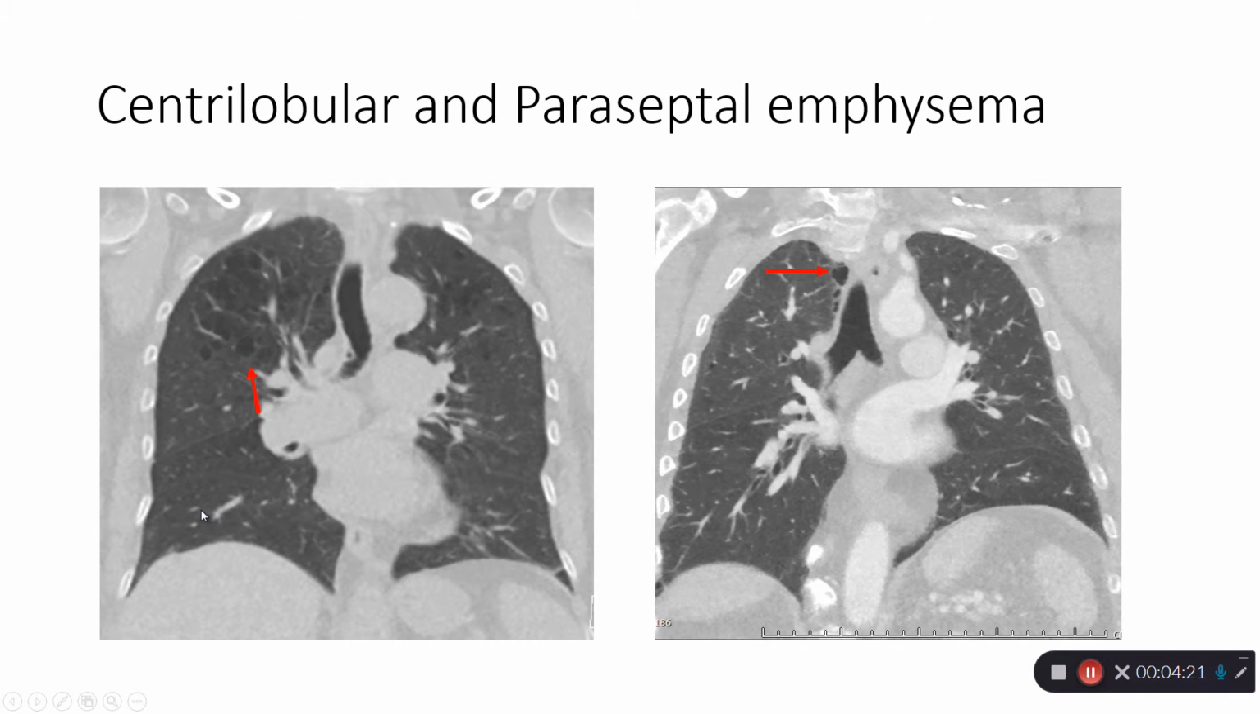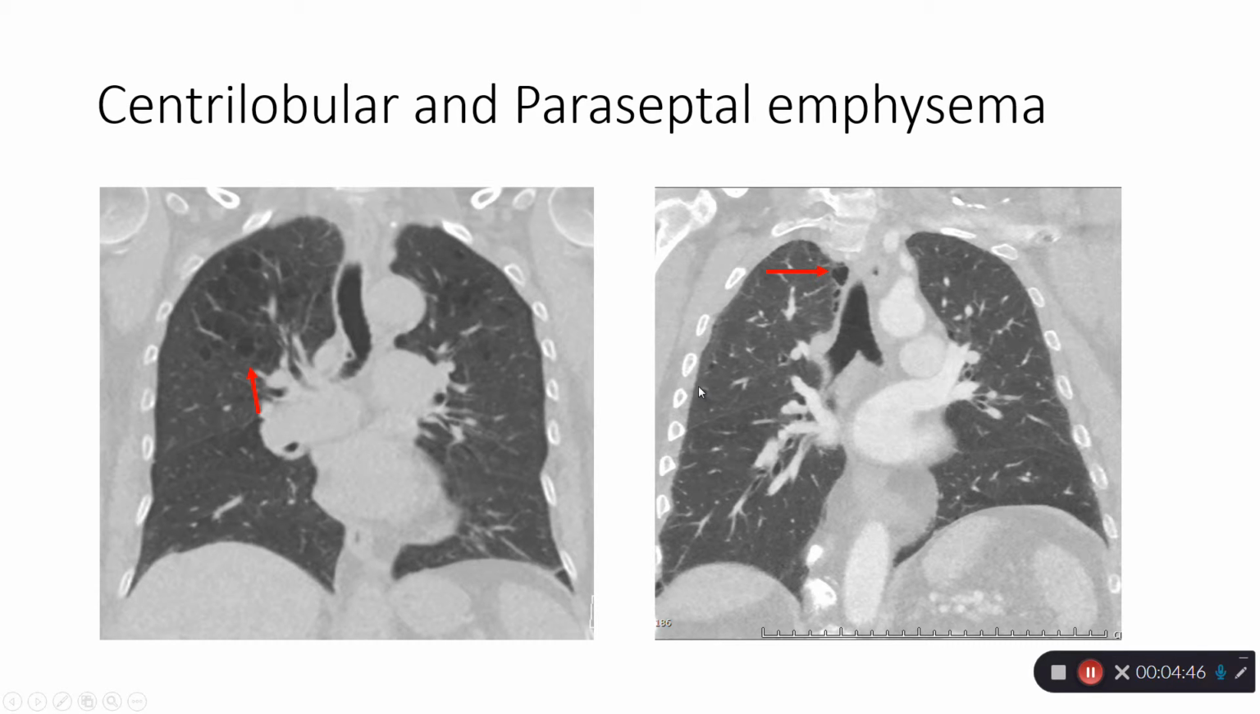Central lobular and paraseptal emphysema are terms that you may see particularly in radiology reports. So I'd just like to share a couple of examples. Central lobular emphysema is going to be within the substance of the lung, and we can see that there's these scattered lucencies within the lung parenchyma, almost a Swiss cheese type appearance. That's an example of central lobular emphysema.